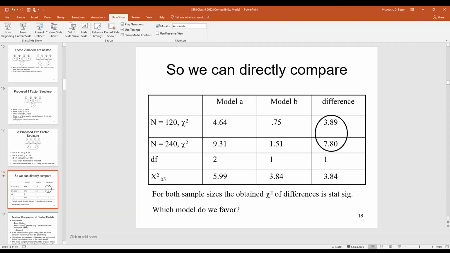Now I can do the same thing with the sample size of 240, right? We're going to see the same trend, but it's just going to be sort of larger. So model A had a chi-square of 9.31.